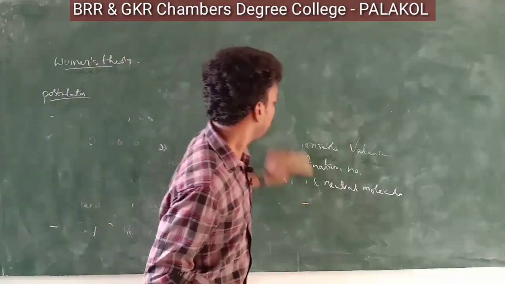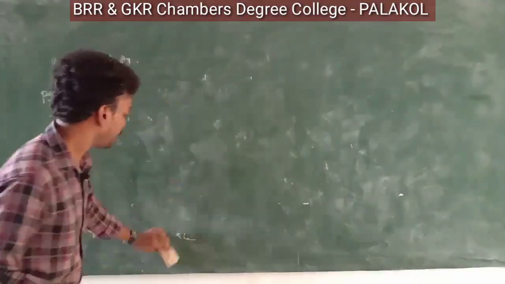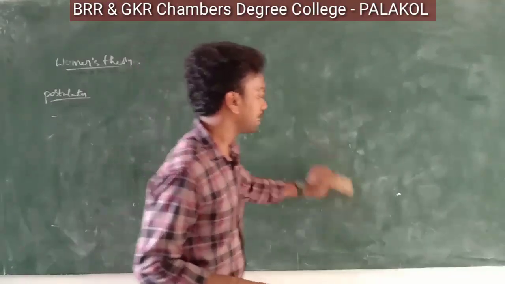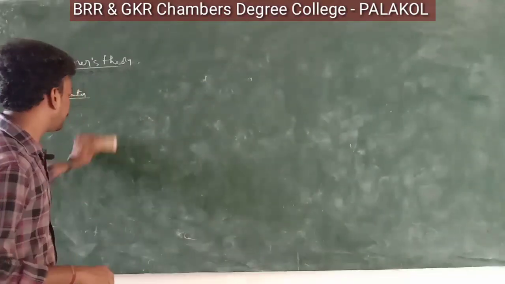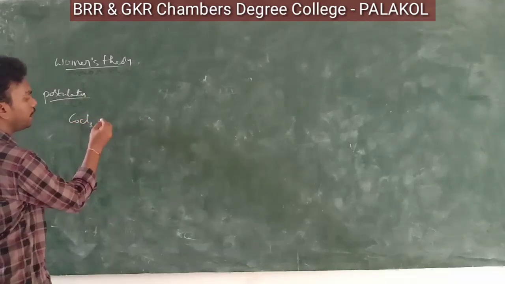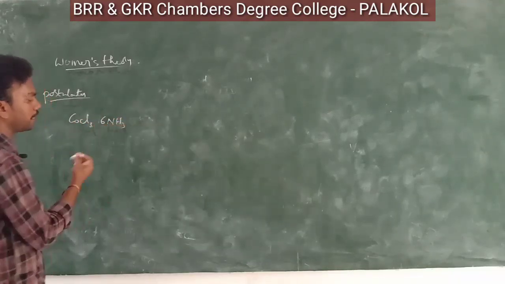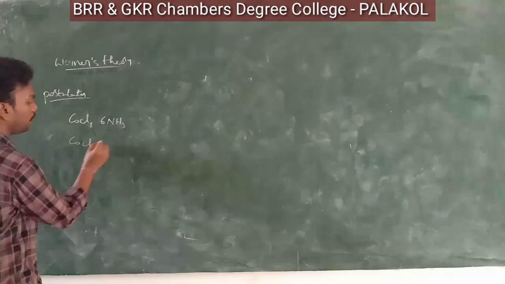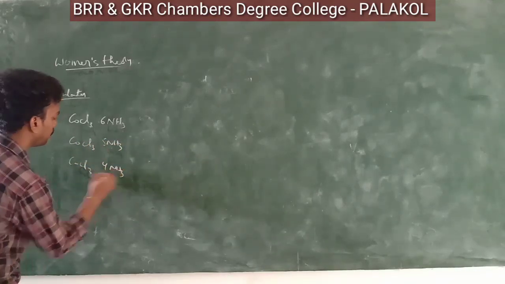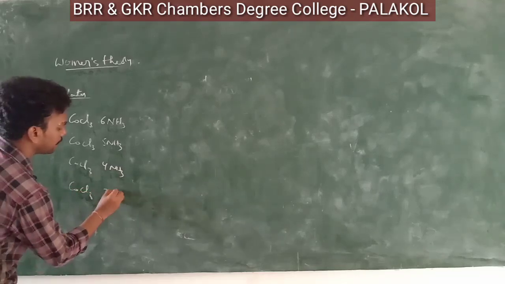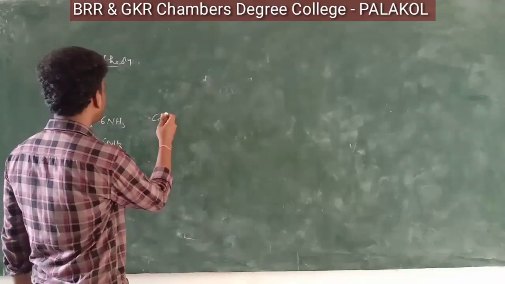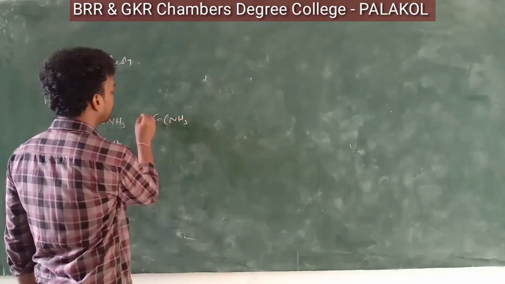Werner most extensively studied chloroammine cobalt-3 complexes. He took 4 complexes and explained their nature and structures. The first complex is CoCl3·6NH3. Next CoCl3·5NH3, CoCl3·4NH3, CoCl3·3NH3.